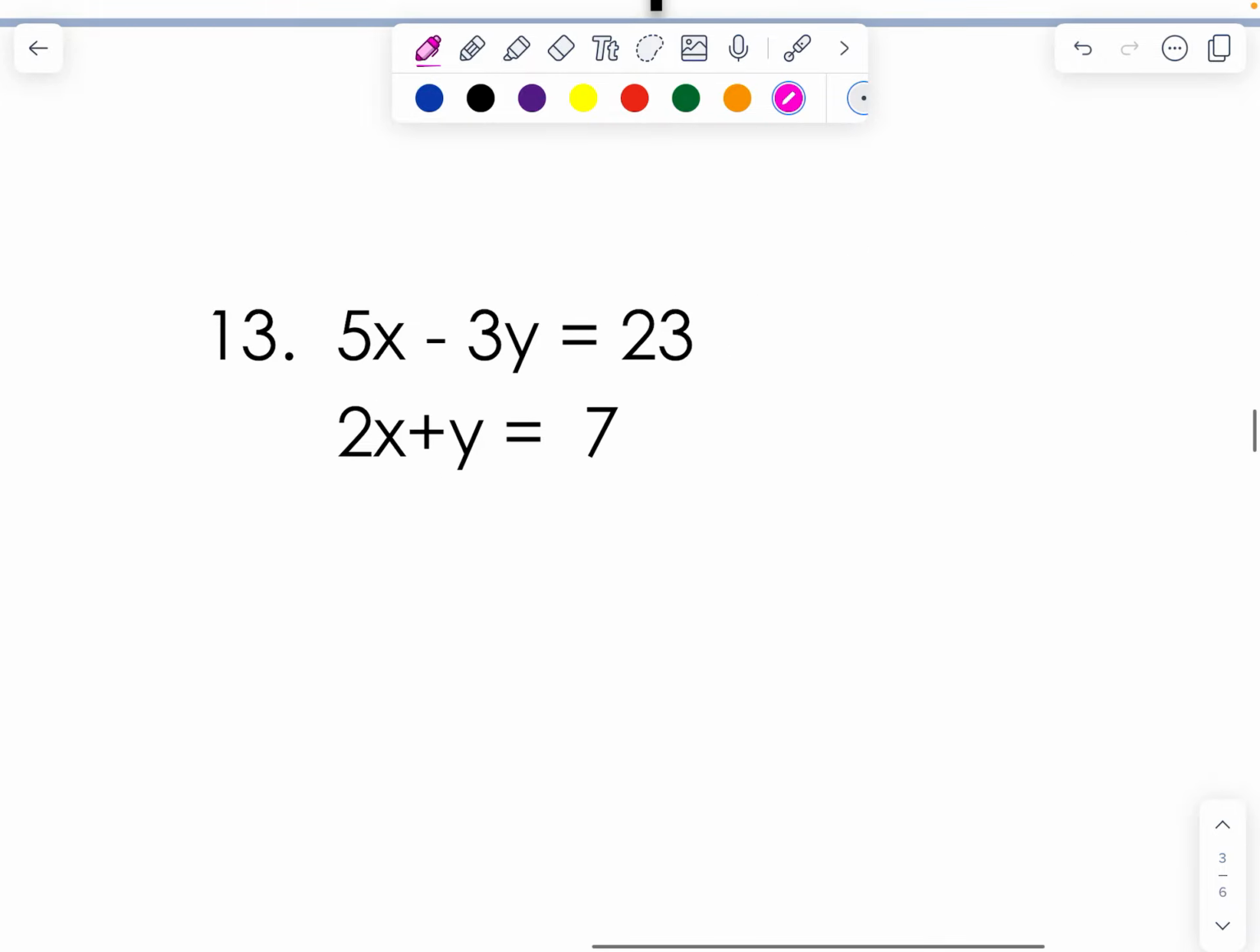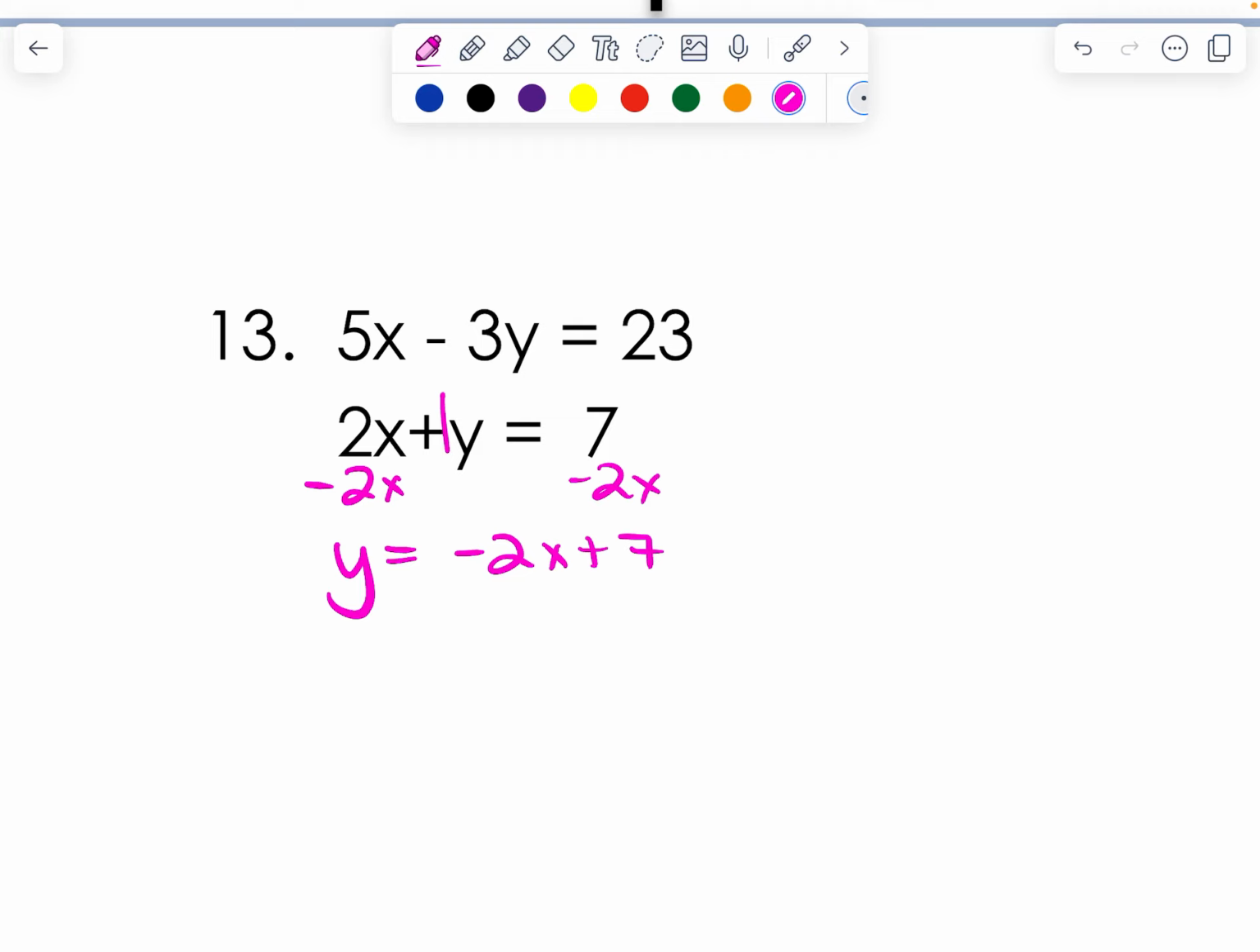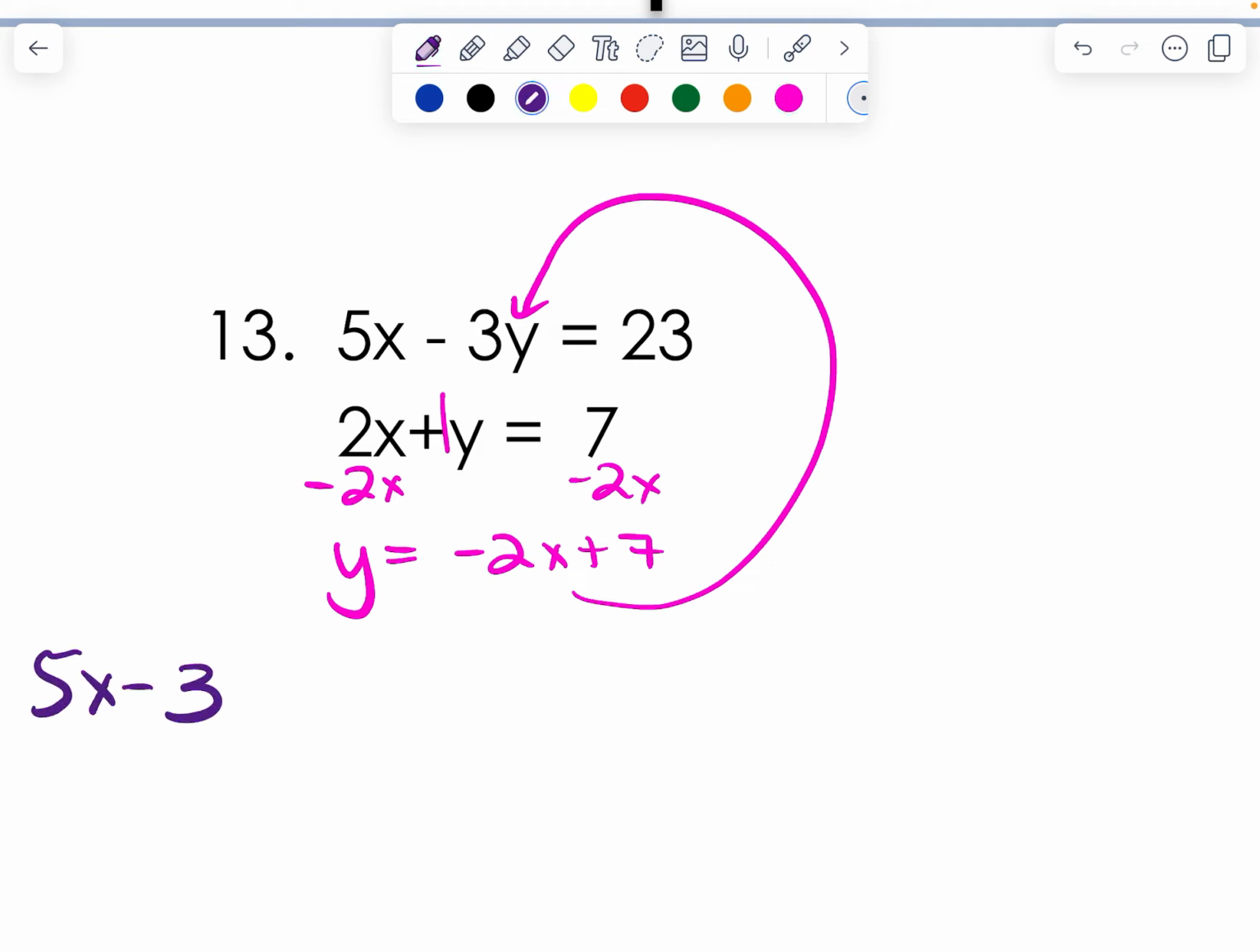Okay, next one. I have a coefficient of 1 right here, but I don't have anything solved for that variable right now. So I need to do that. I need to isolate the y. So I get y equals negative 2x plus 7. I'm going to take this and plug it in for my y. So I have 5x minus 3, replace the y with negative 2x plus 7, equals 23.